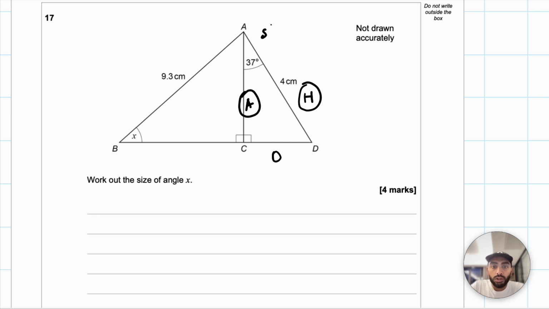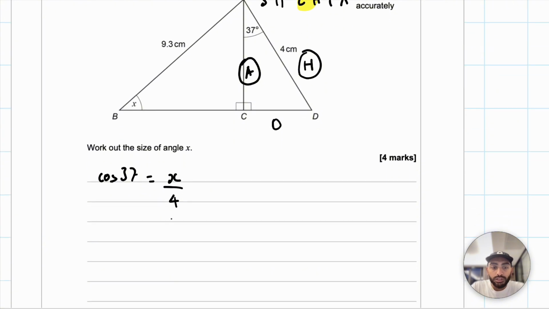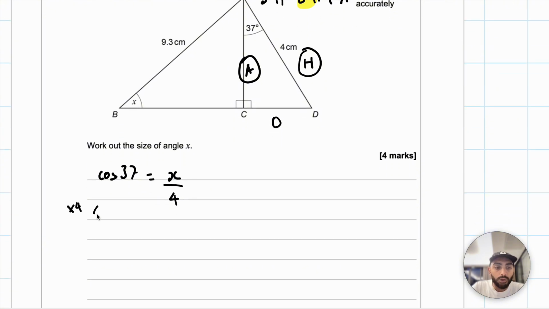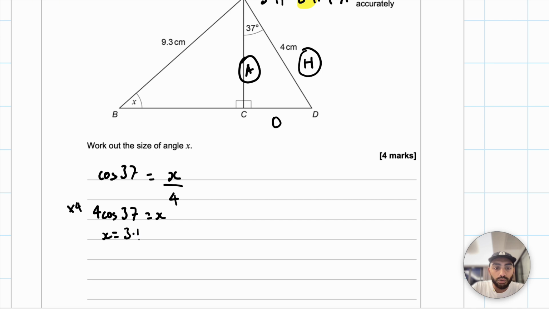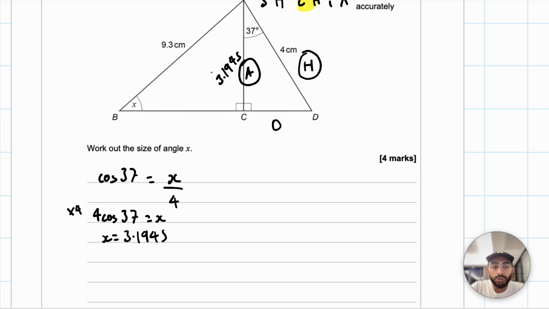So if I look at SOHCAHTOA, which of these have the letters A and H in? So that would be cos. So this is saying cos of theta, cos of 37 is equal to adjacent over hypotenuse. Adjacent is the one that we don't know, so that would be x, and hypotenuse is 4. And we can rearrange this equation, times by 4 on both sides, so we get 4 cos 37 is equal to x, 3.1945. Now we have two sides in this triangle.